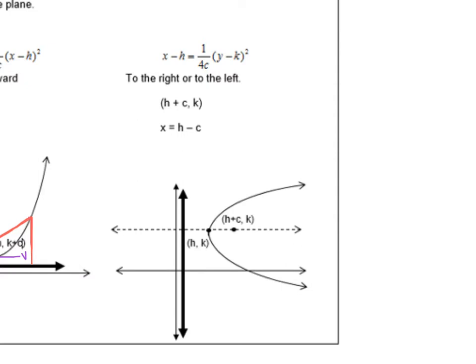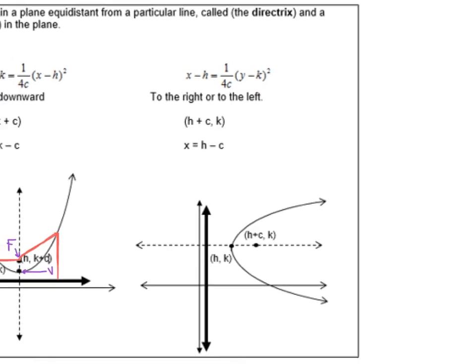So if the equation starts out with the x, it is going to be kind of a sideways parabola, which means it's opening to the right or it's opening to the left. This one is opening to the right. And then the focus, that ordered pair, the x value is going to be h plus c, the y value is k, and the directrix, the vertical line, because it's vertical, that's why the equation is x equals, and to figure out the number that x equals, we just do h minus c.